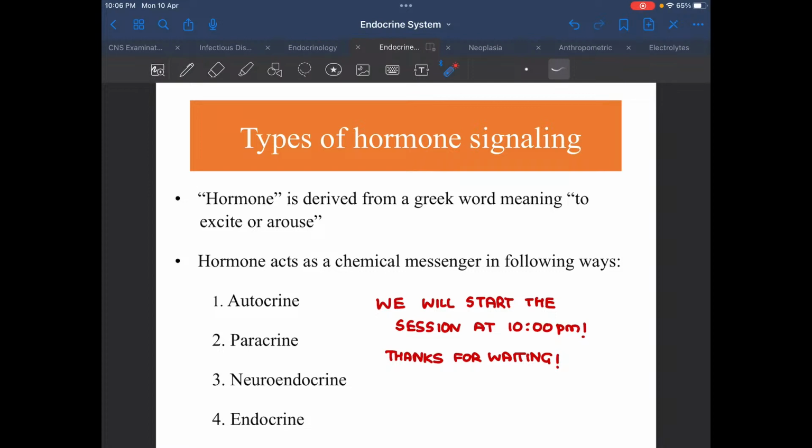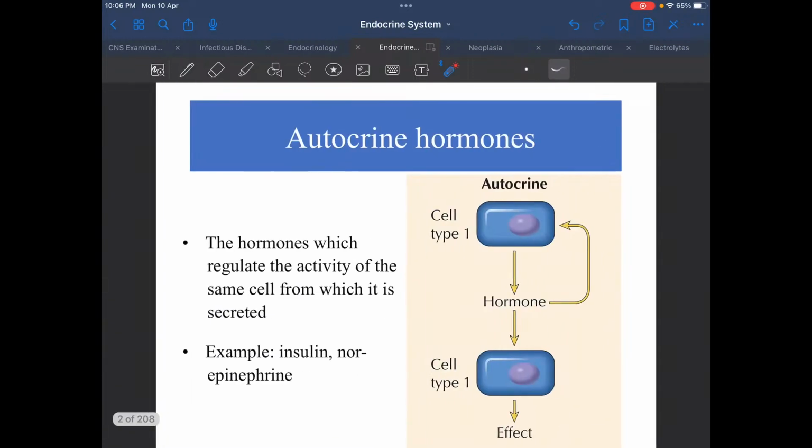So what is a hormone? A hormone is derived from the Greek word that means to excite or to arouse. Basically, a hormone is just a chemical messenger. It can act via different kinds of pathways. What are the different pathways through which it can act? It can act via an autocrine pathway, a paracrine pathway, neuroendocrine and endocrine. Let's discuss each of them in detail.